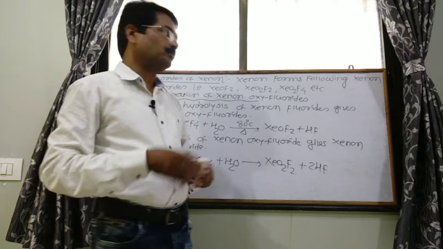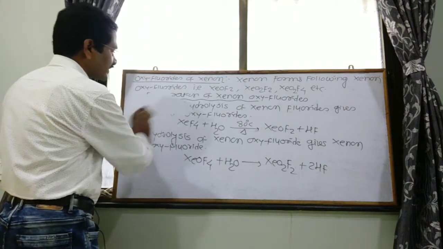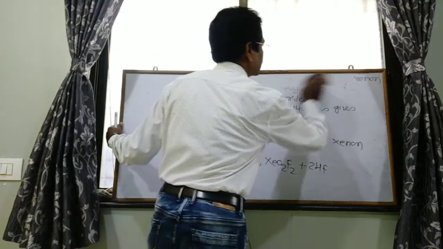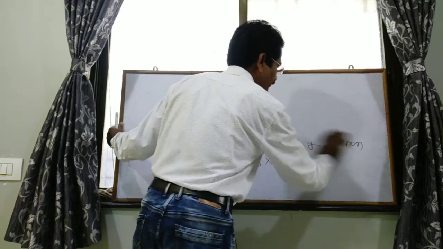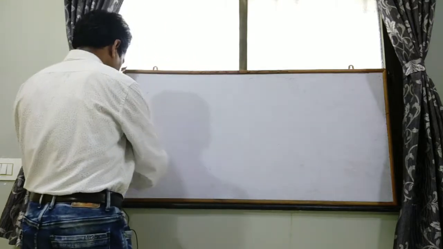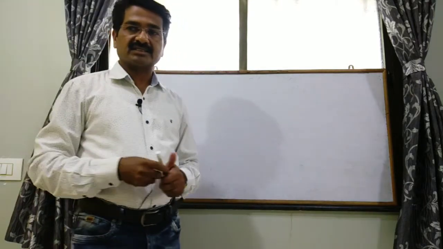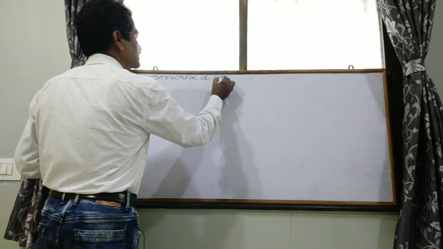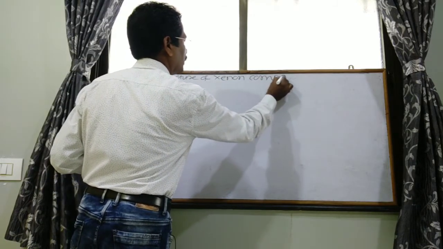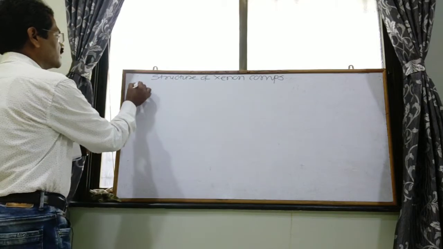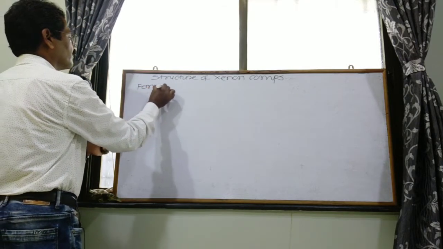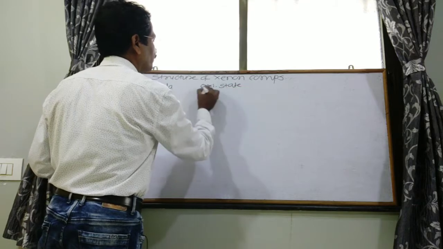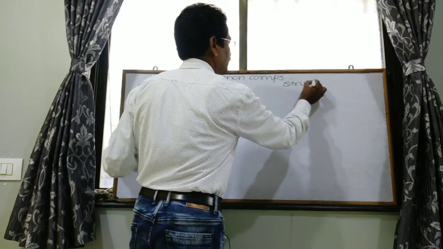After that, see the structures of xenon compounds. How do xenon form its compounds with different elements? That is, compounds of xenon and their structures. Structure of xenon compounds. For that purpose, firstly take the formula of that compound, then its oxidation state, and finally its structure.